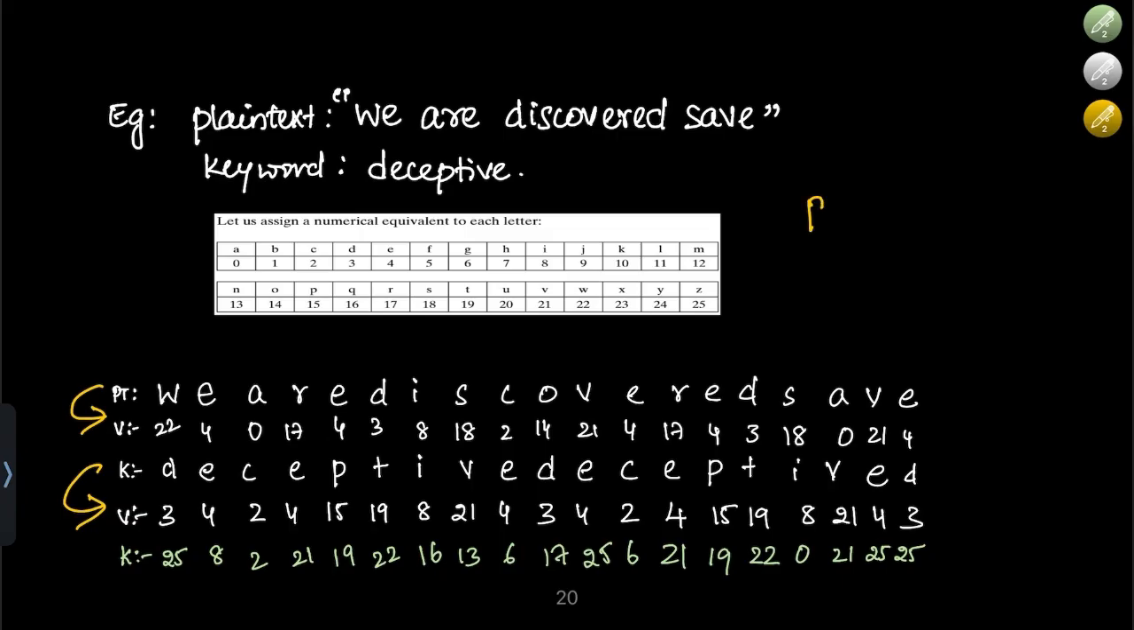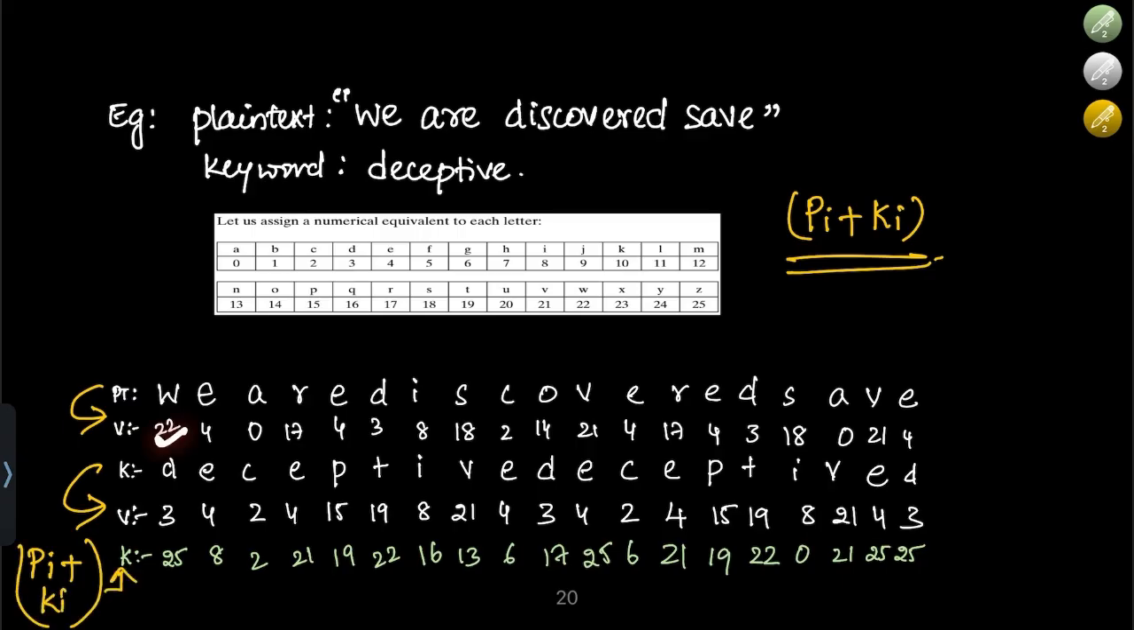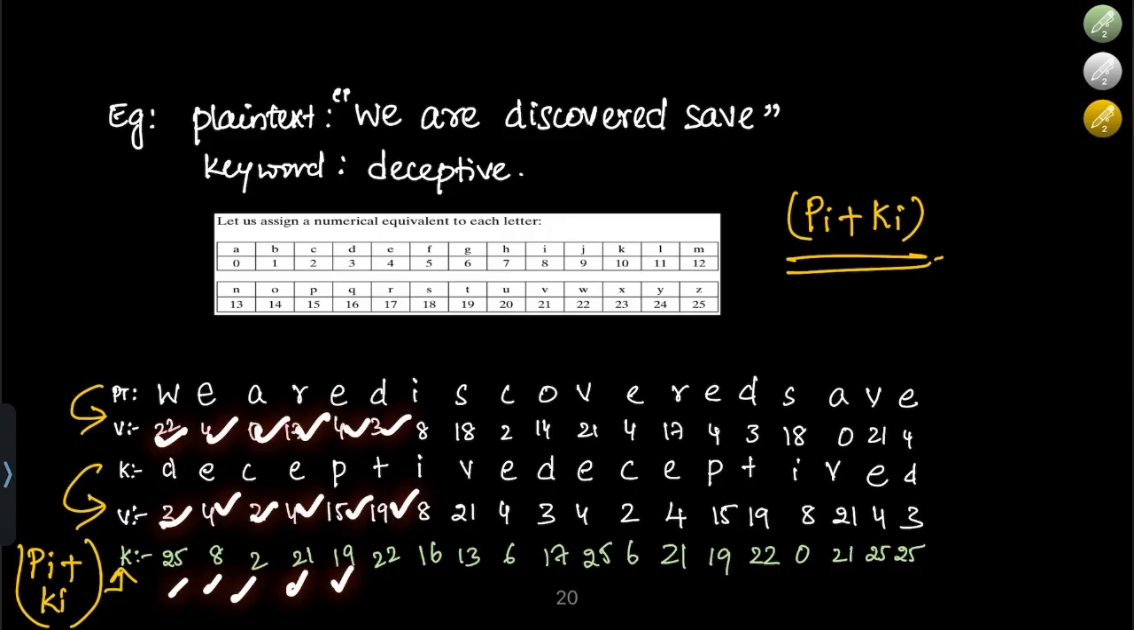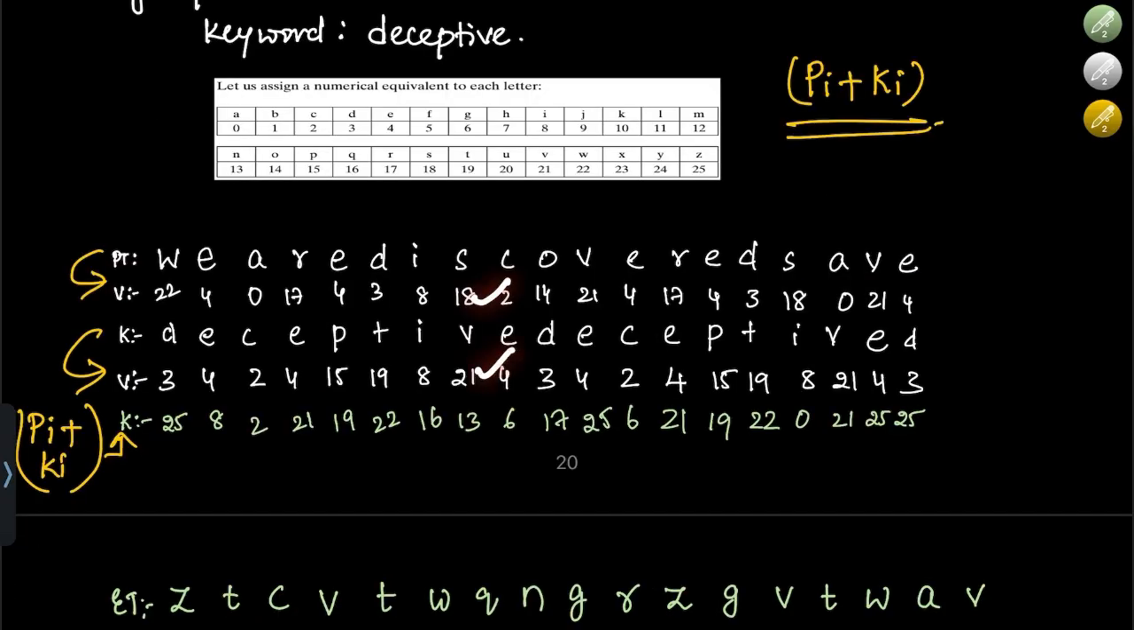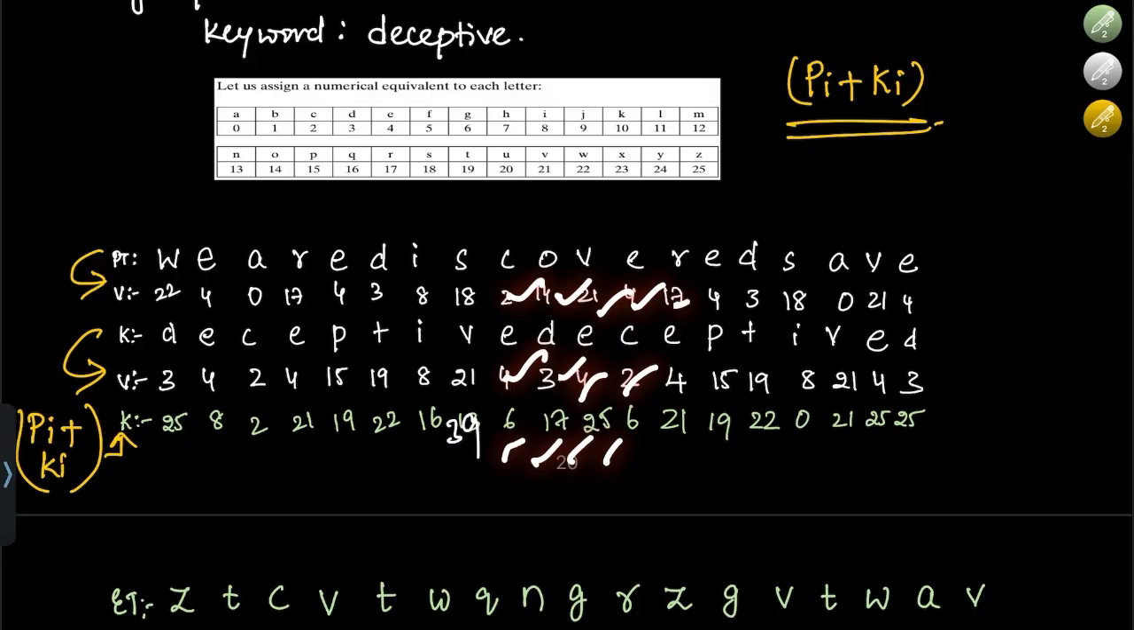Now I will add up the plain text value along with the key value, Pi plus Ki. 22 plus 3 is 25, 4 plus 4 is 8, 0 plus 2 is 2, 17 plus 4 is 21, 4 plus 15 is 19, 3 plus 19 is 22, 8 plus 8 is 16, 18 plus 21 is 39. Then we have 2 plus 4 is 6, 14 plus 3 is 17, 21 plus 4 is 25, 4 plus 2 is 6, 17 plus 4 is 21, and so on. So we have written the P plus Ki values here.